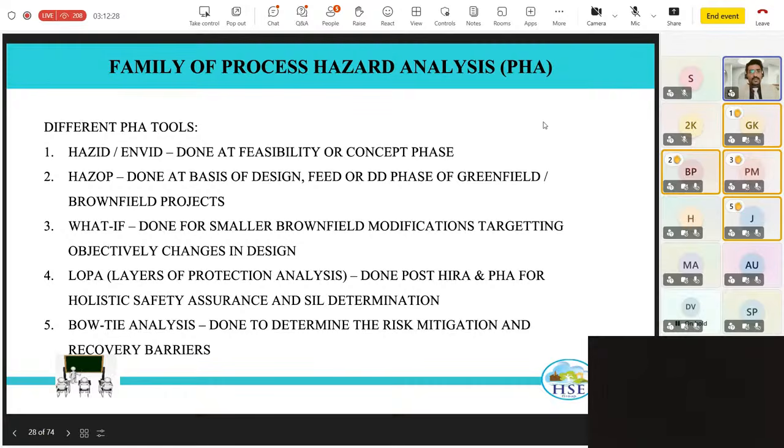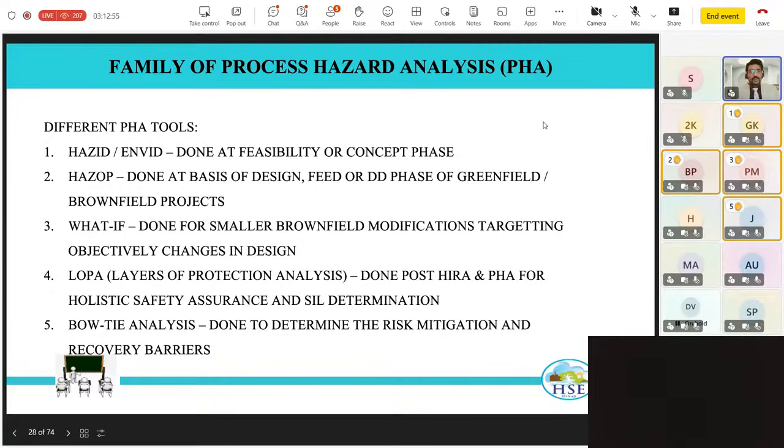Next is a HAZOP, which is done at the basis of design stage, or you call it the BOD, or the FEED stage, or at the detailed phase of a greenfield or a brownfield project. So that is when you do a HAZOP. Again, in HAZOP there are two instances where you do it. It is an early phase of the project during the detailed design when you have 30% of design available, or at a 90% stage where it is called the end of detailed design.